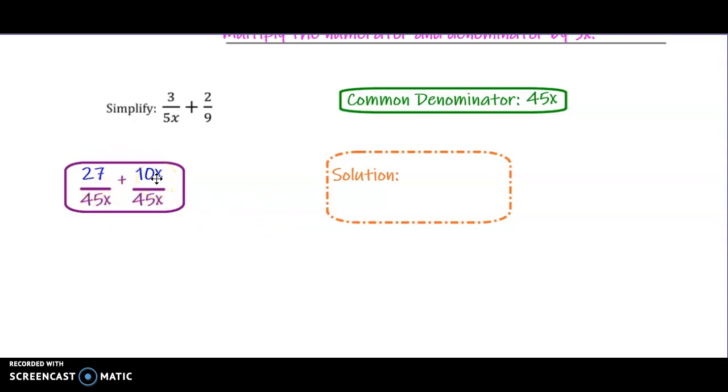If you remember standard form, you want to always write your variables from highest exponent to lowest, so you would actually start with 10x plus 27 for your final answer. And this should say 45x in your denominator. So your final solution should be 10x plus 27 over 45x.